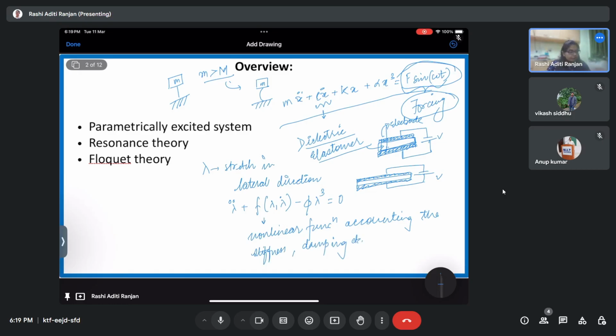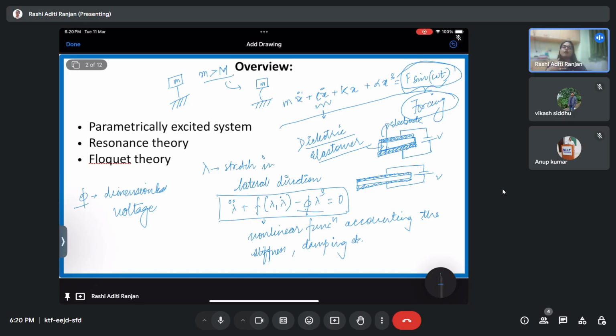Can you see here phi is a dimensionless voltage. I'm not going much into the mathematics. We write the equation of motion in terms of voltage, and then we non-dimensionalize the equation. After non-dimensionalizing, we get phi, which is essentially a function of voltage and dielectric permittivity and everything. So you see phi, which is a function of voltage, is multiplied by lambda cube. Now, if I apply a constant voltage V, the system is going to attain an equilibrium state.